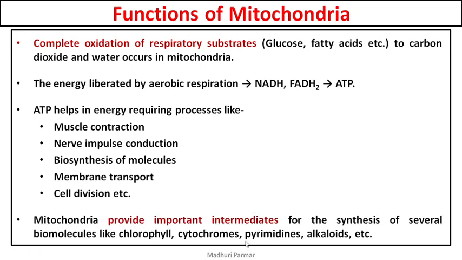Mitochondria provides important intermediates as we saw in that metabolism slide. Okay, so it provides important intermediates. Intermediates matlab beech wale molecules. Some molecules which are present in the whole pathway, and these molecules can be used to synthesize new biomolecules like chlorophyll and cytochromes, which I told you are synthesized from heme, the porphyrin. So chlorophyll, cytochromes, then pyrimidines, alkaloids, and a lot of other things.